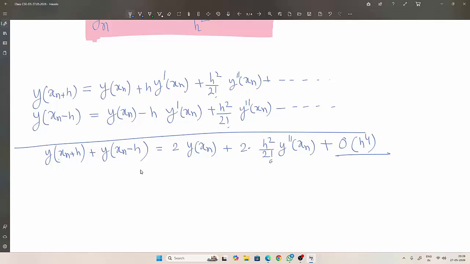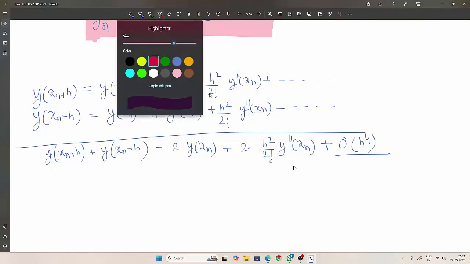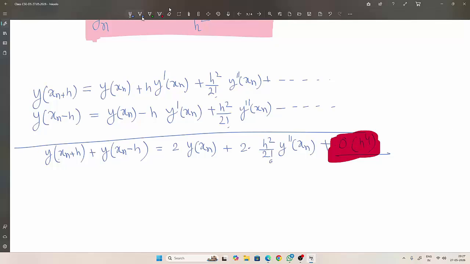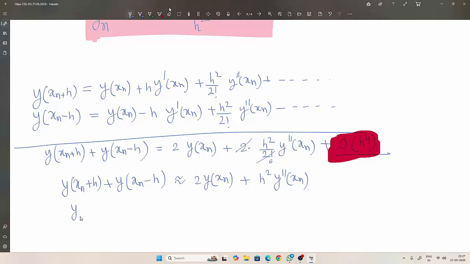Now ignoring this higher order of h to the power 4, just ignore this part, we don't need it, because the h value is very small, so we can ignore this expression. So what are we getting here then? We are getting that y of xn plus h plus y of xn minus h is approximately equal to, since we have dropped that term, we are taking the approximate sign, 2y at the point xn plus 2 factorial 2 will cancel, h square y double dash at the point xn. Now y of xn plus h means y of n plus 1, plus y of xn minus h means y n minus 1.